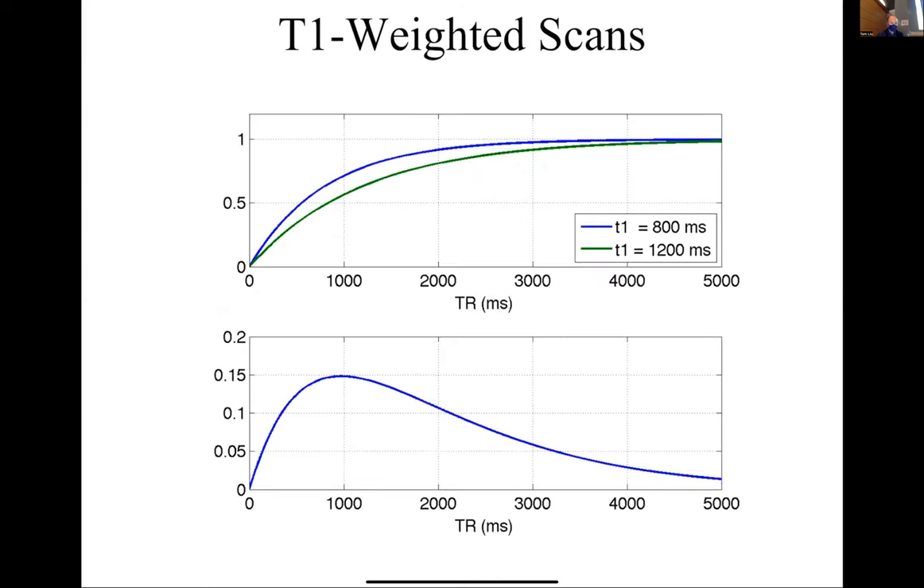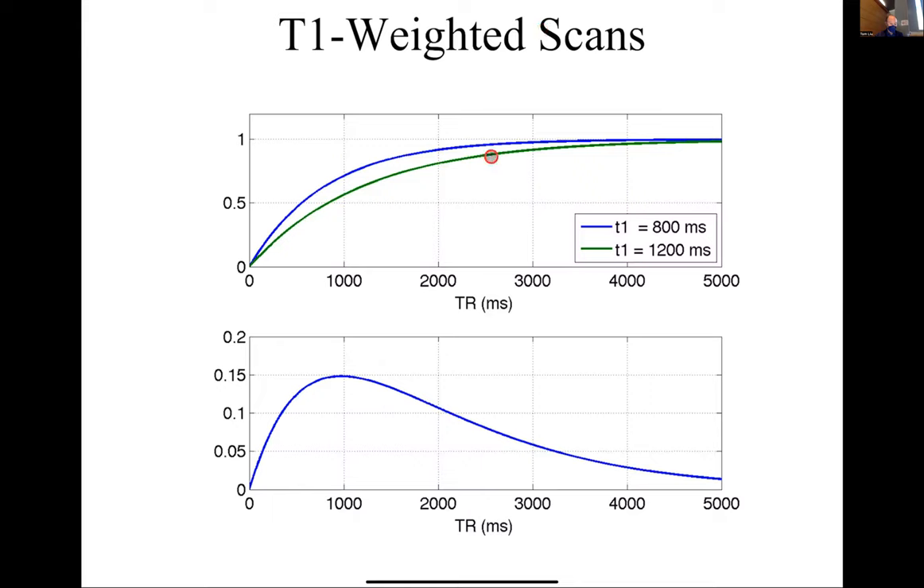So just to remind you, we spent quite a bit of time last lecture talking about T1 weighted, T2 weighted, proton density weighted. Most people did very well on the pre-lecture quiz. That's really good. But there was one question worth talking about. So remember, when we have two tissues, T1 and T2, they recover at different rates.